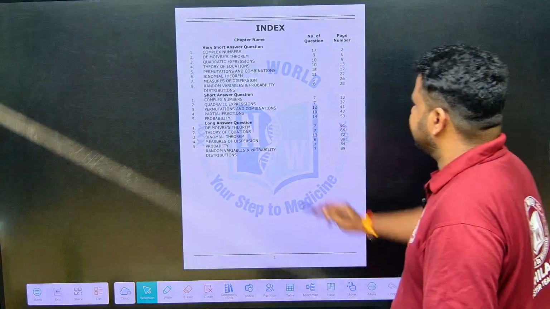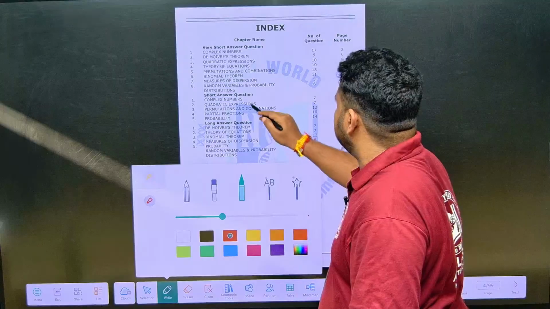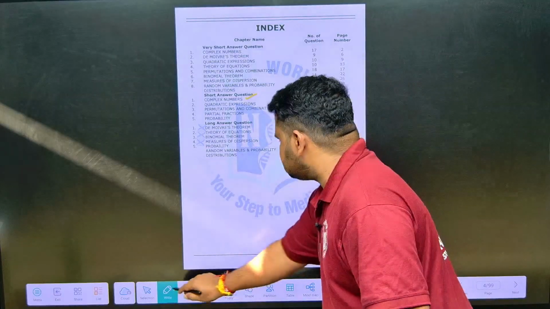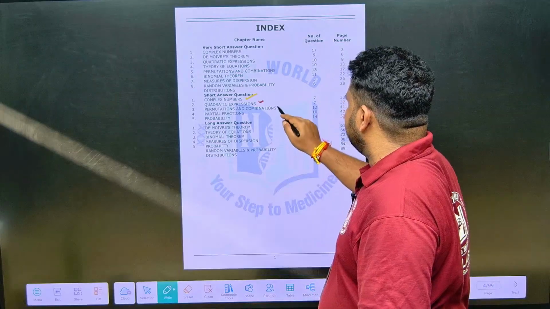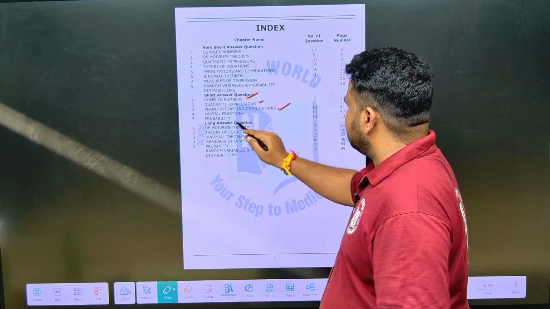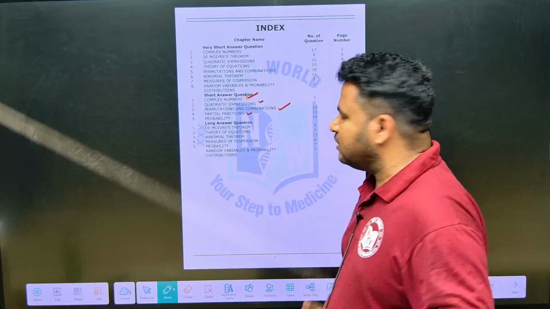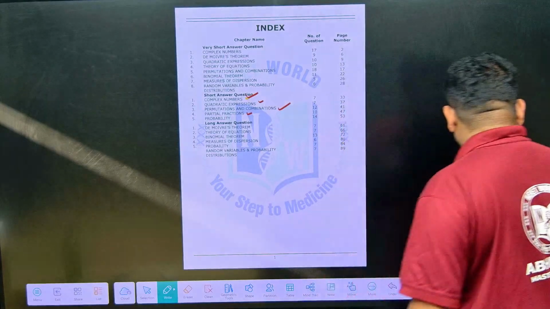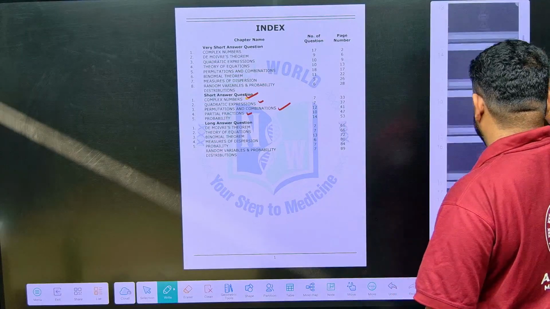When it comes to SAQs, we are already done with the chapters of complex numbers, complex number system, quadratic expressions, and P and C, permutation and combination. Now we have to do partial fractions. We will complete partial fractions today, and tomorrow we will be doing probability, friends. Now let us start with partial fractions, page number 47.